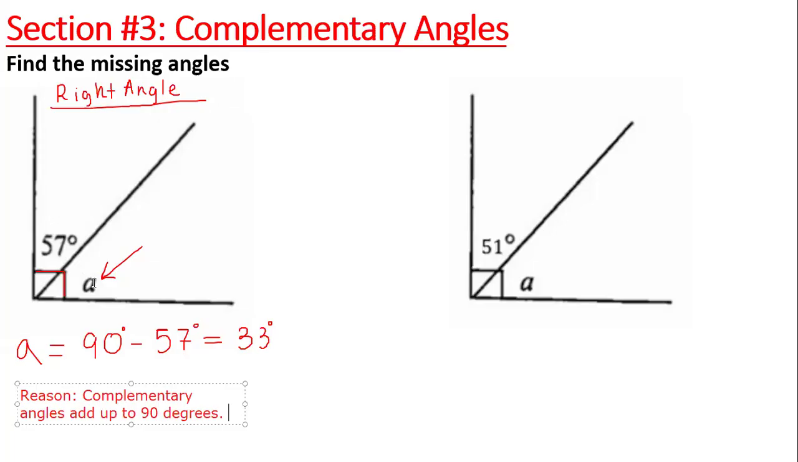So we know that vertically opposite angles are equal. We also know that angles in a triangle add up to 180 degrees. And finally, we know that complementary angles add up to 90 degrees. Do we understand how I got A in this first one? Let me know if you understand how I got A.